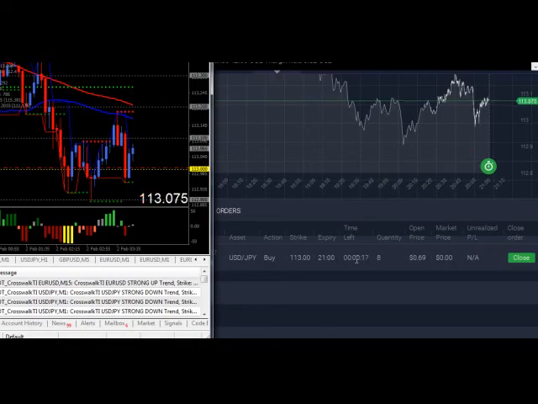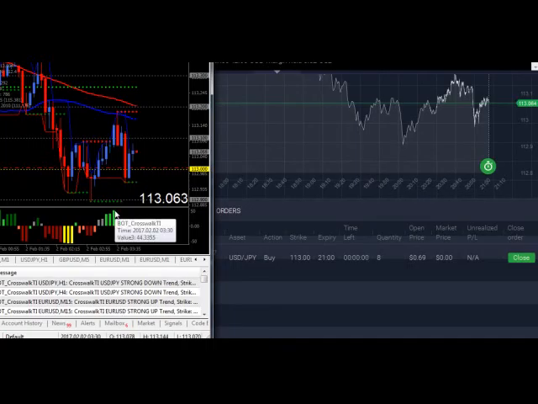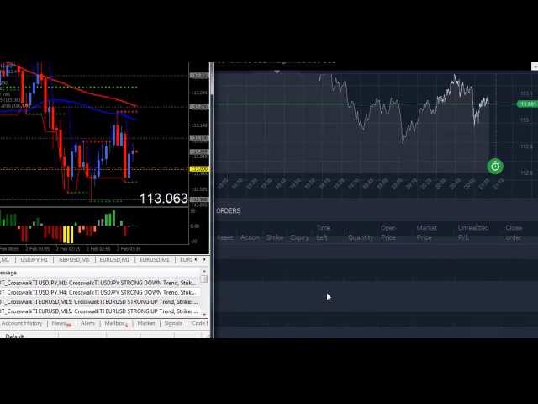Why am I doing this trade now? Why am I buying? Red's on top, so really I would have preferred to sell. I'm holding an actual spot position. And that's it for that trade.